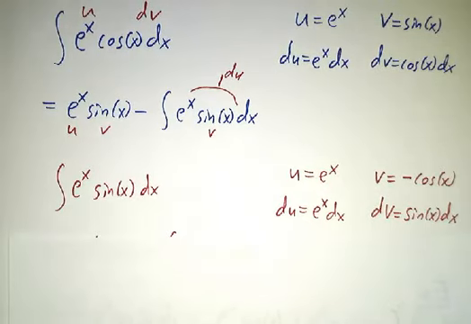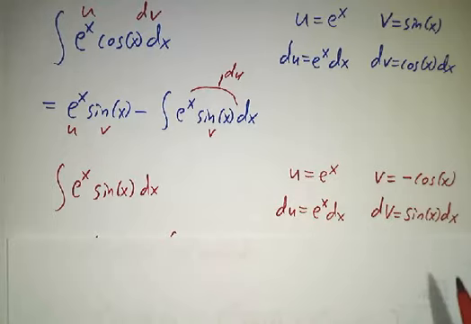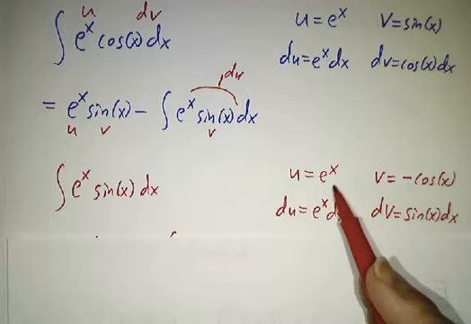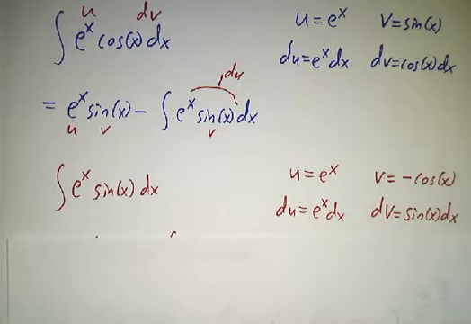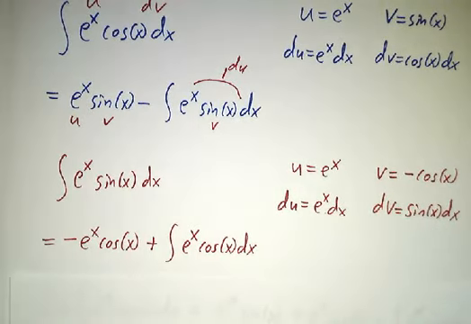Well, let's keep going. Now let's try to integrate e to the x sine of x. We're going to do the same thing. We're going to pick u to be e to the x, and then dv is sine of x dx. Integrate that, you get minus cosine. Differentiate e to the x, you get e to the x dx. Put it together and you get all of that.